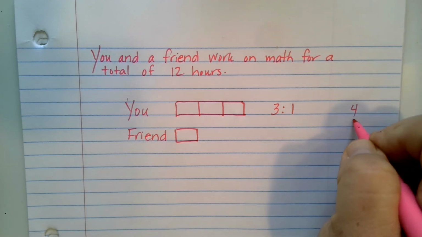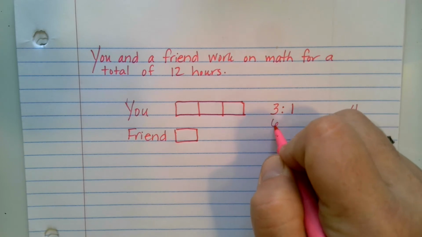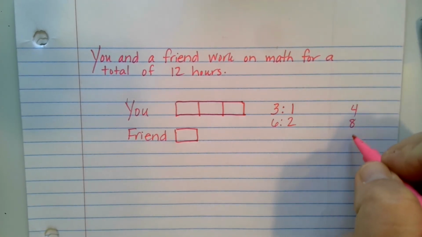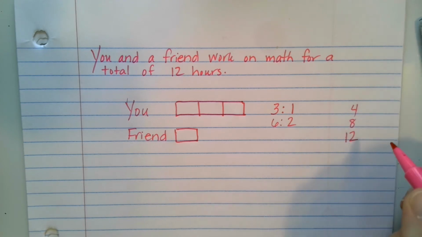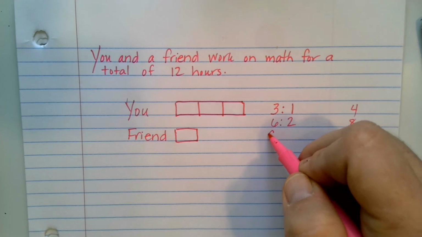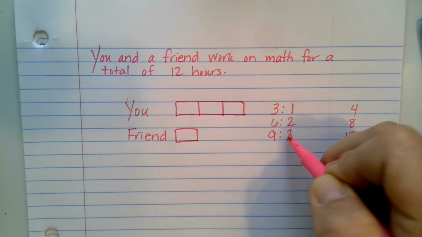So if you were to work on it for 8 hours, you would say you worked on it for 6 and your friend worked on it for 2. That's for a total of 8. But we want to know for a total of 12 hours. So we're going to expand this ratio and say you worked on it for 9 hours and your friend worked on it for 3 hours.